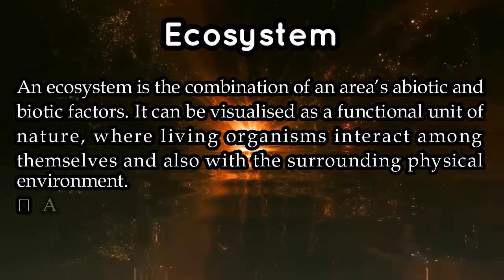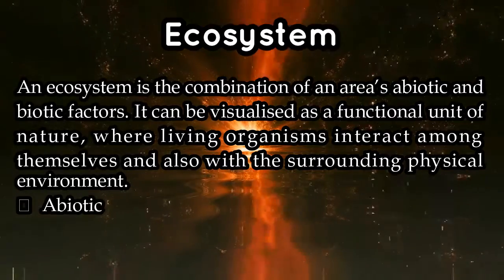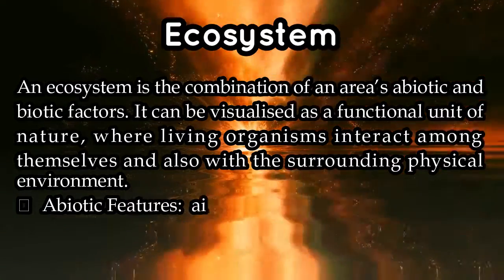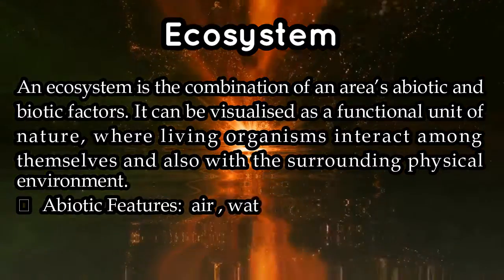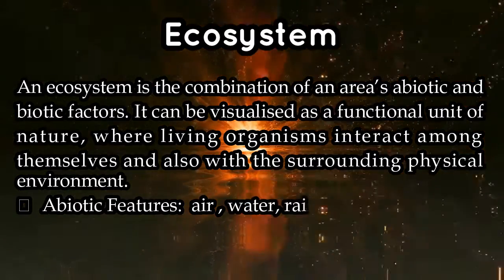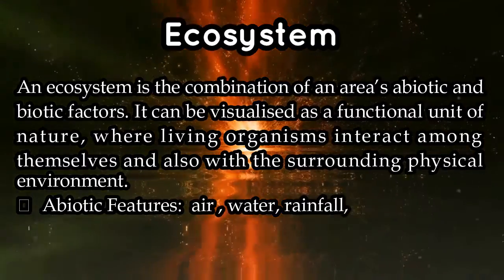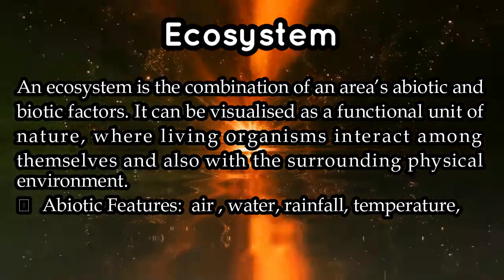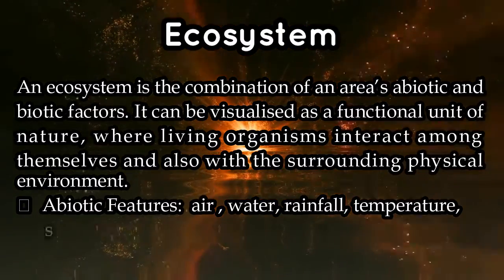Now ecosystem, what does the definition say? If we move to the definition of the word ecosystem, we will see that an ecosystem is nothing but a combination of an area that contains biotic as well as abiotic factors. The question arises: what are biotic factors, and what are abiotic factors? So we will discuss it.